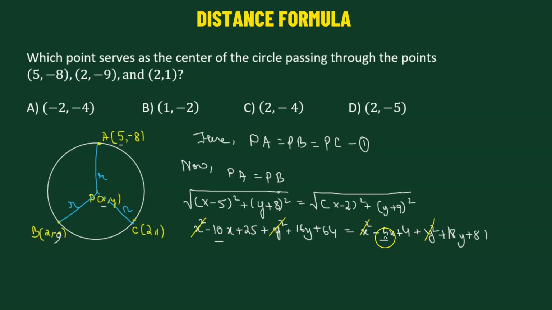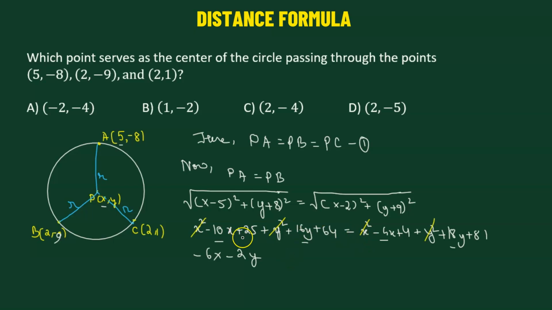That leaves us with negative 10x. So we are going to transpose the negative 4x to the left hand side and combine it with negative 10x to get negative 6x. Then we have 16y. We transpose 18y to the left hand side, so we have 16y minus 18y, which is going to be negative 2y.